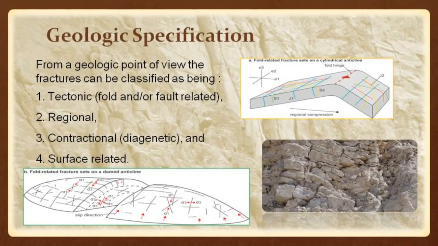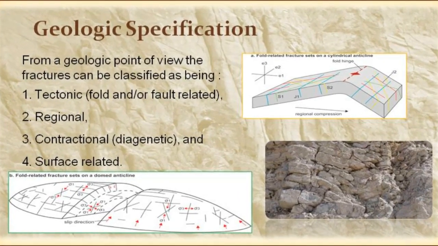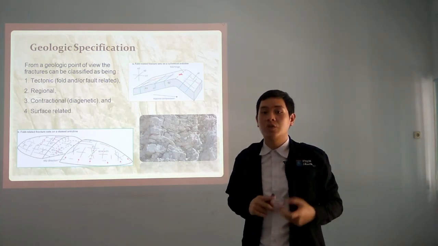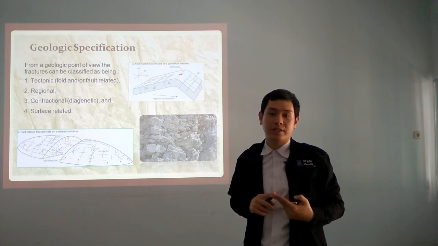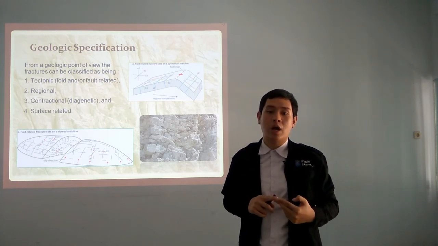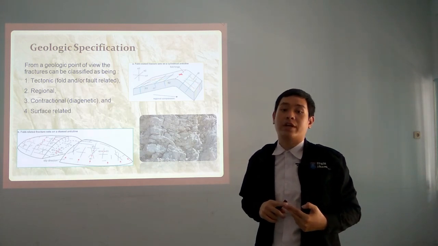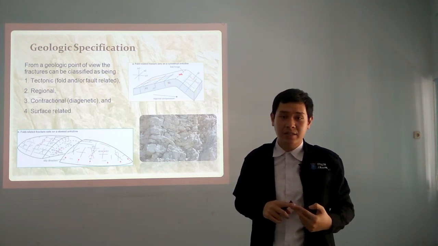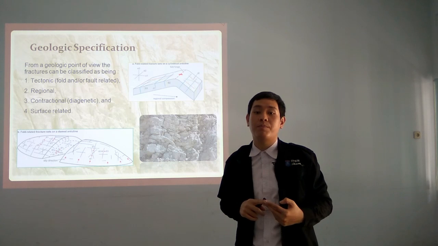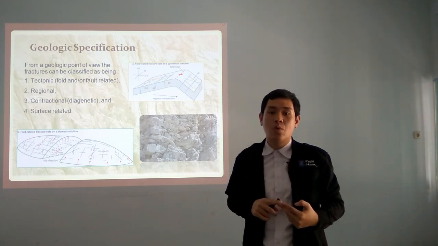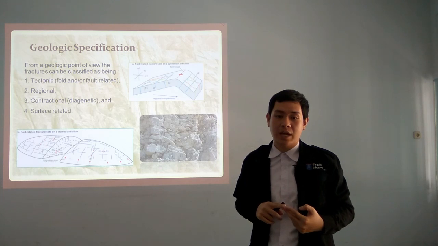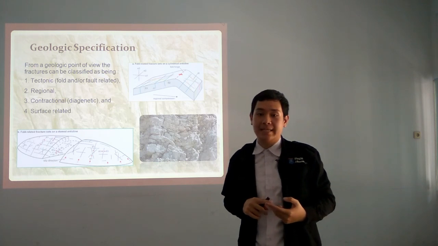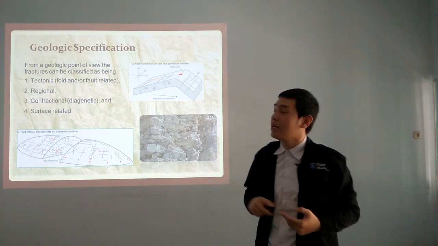Geologic specification. From a geologic point of view, fractures can be classified as being tectonic, fault and/or fault related, regional, contractional or geodetic, and surface related. Historically, most hydrocarbon production has been obtained from tectonic fractures, followed by regional fractures and then contractional fractures. In general, surface related fractures are not important from the point of view of hydrocarbon production. When classifying fractures, determine magnitude and direction of in situ principal stresses, azimuth, depth, spacing, and if possible, aperture of fractures.